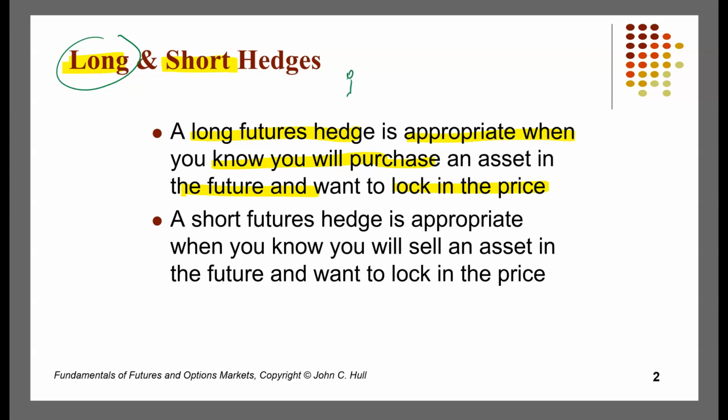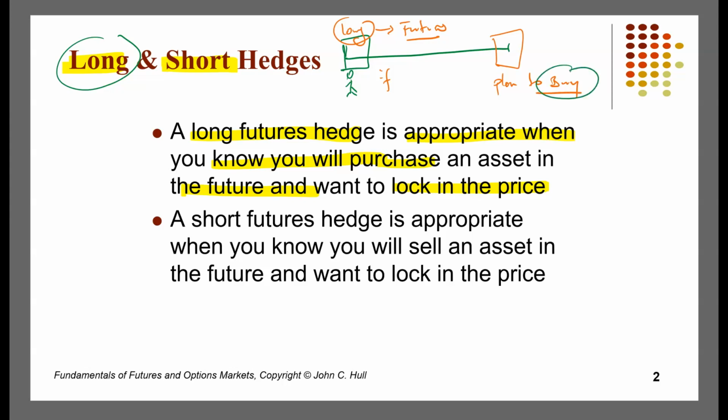So today I take a long position in the futures market if sometime in the future I plan to buy the underlying. So if I want to buy and the price of the underlying or the asset in the future is uncertain and I want to lock in the price today, the proper strategy is to take a long futures position or create a long futures hedge. Now, on the other hand, if I'm planning to sell, right?